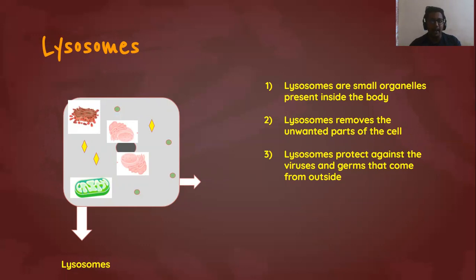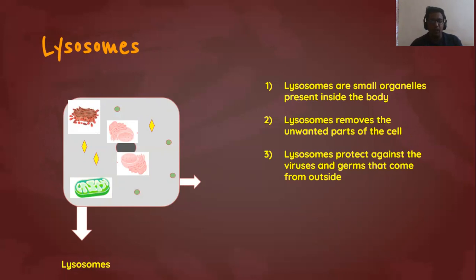तो वो बाहर की चीज, कुछ वायरस या कुछ जर्म्स आ गए तुम्हारे बॉडी में, they start attacking your cells. तो वो सेल को इनसे प्रोटेक्ट कौन करता है? That is lysosomes. These protect our cells against the viruses and germs.